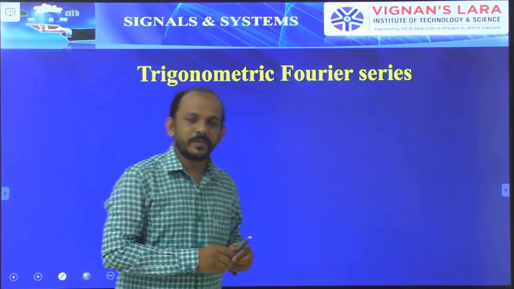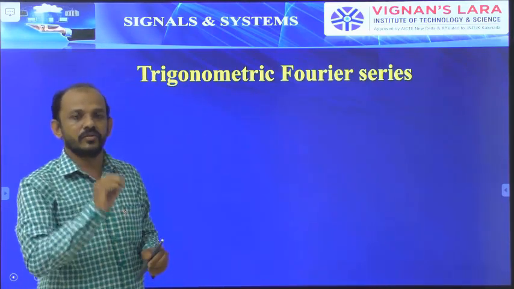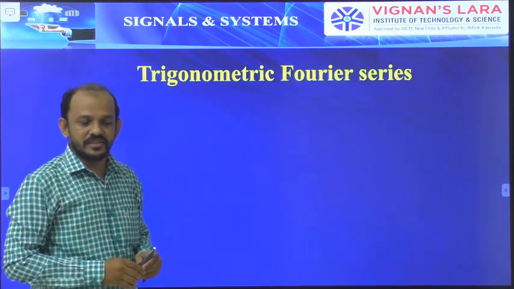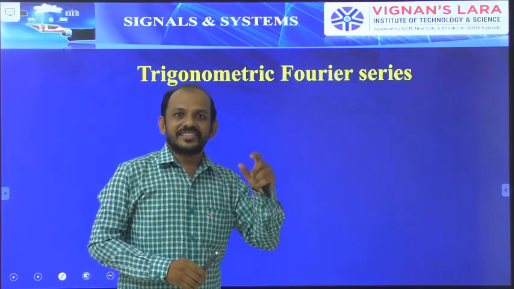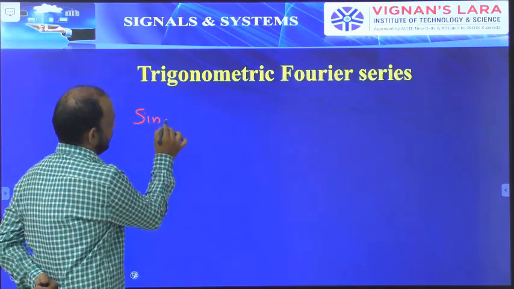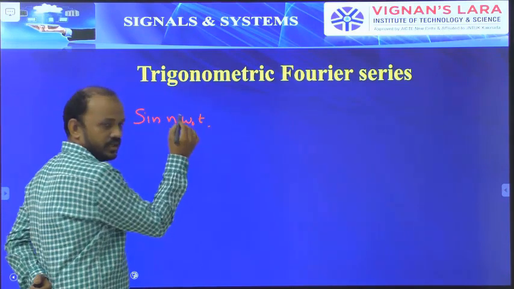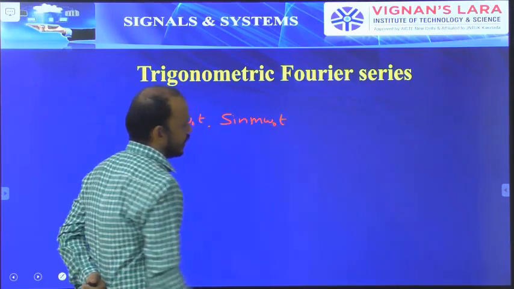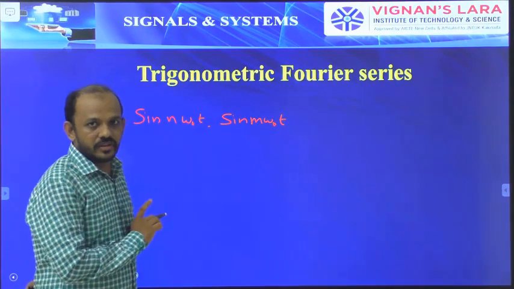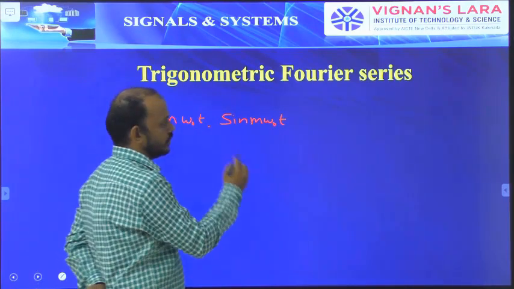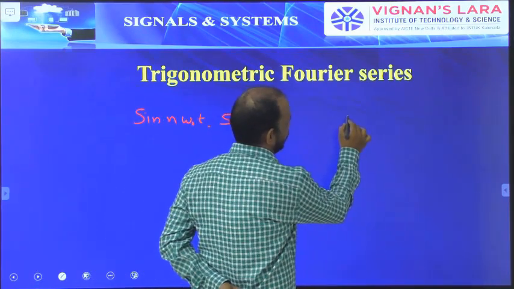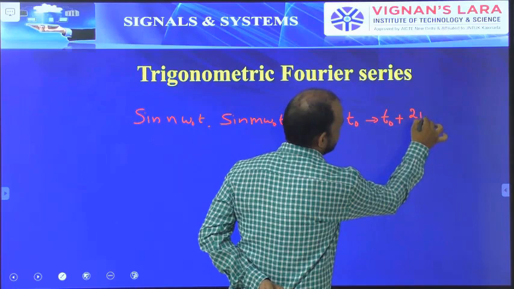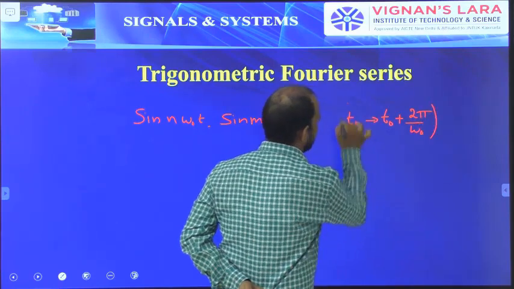So we all know that. We will see the proof of that, how it forms the infinite sum of sines and cosines. We all know that sine n omega naught t and sine m omega naught t are orthogonal to each other over the time interval t0 to t0 plus 2 pi by omega naught. So we all know this.